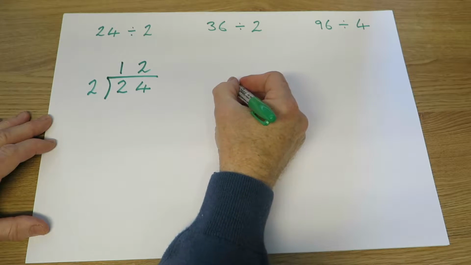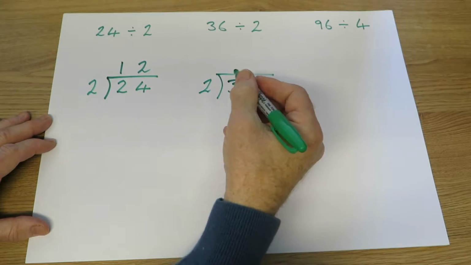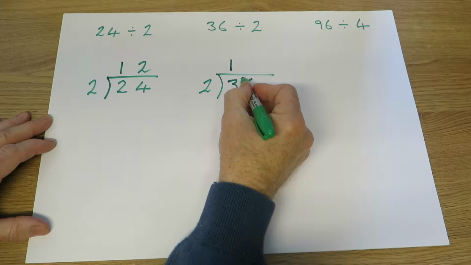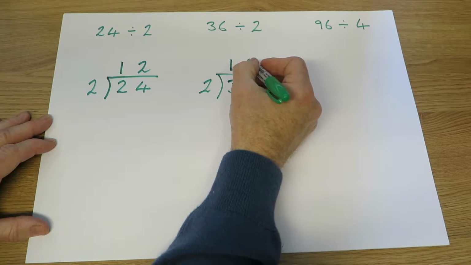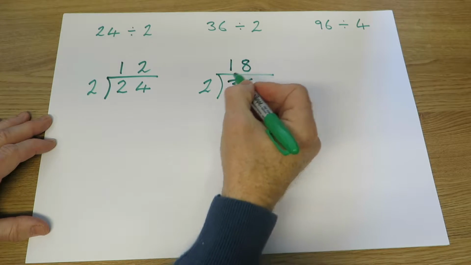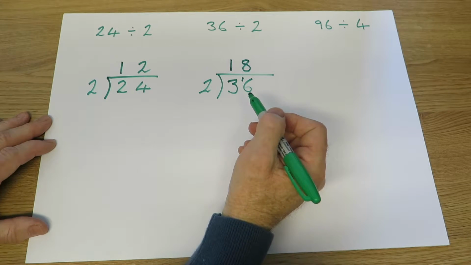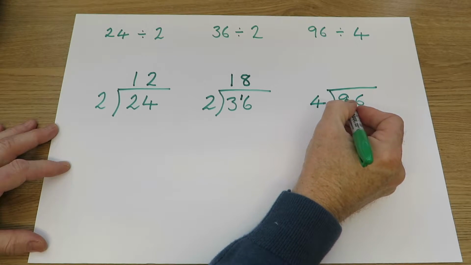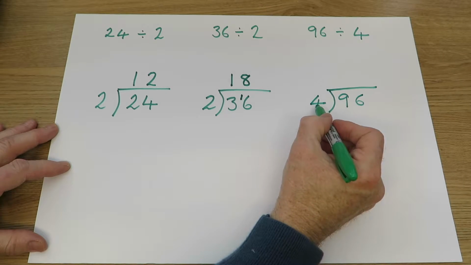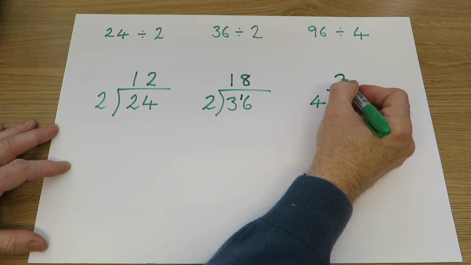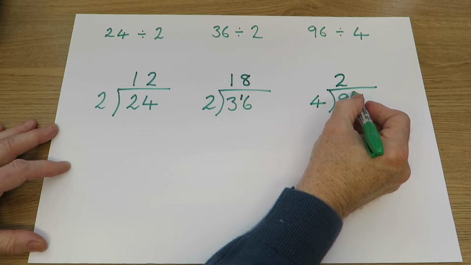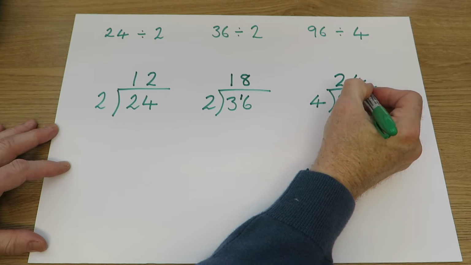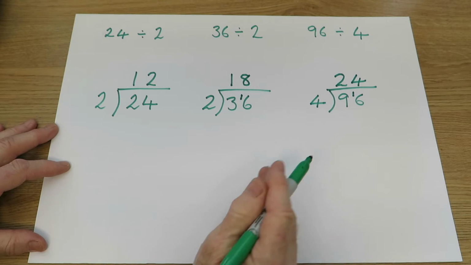Let's look at how many 2's there are in 36. So we say how many 2's in 3? 1, but there's 1 left over. How many 2's in 16? There's 8. So 36 divided by 2 is 18. 96 divided by 4. We know that's 9 tens and 6 units. How many 4's in 9? There are 2. 2 4's are 8, so there's 1 left over. How many 4's in 16? There are 4. So 96 divided by 4 is 24.